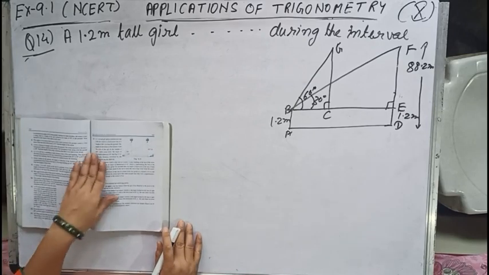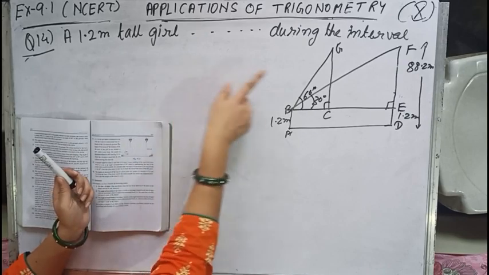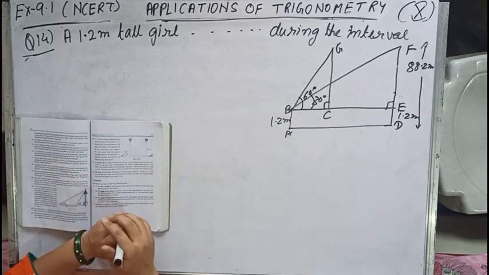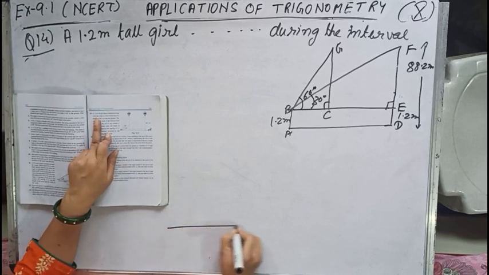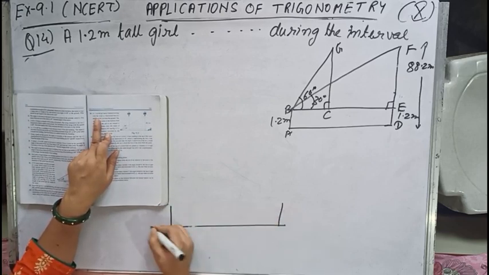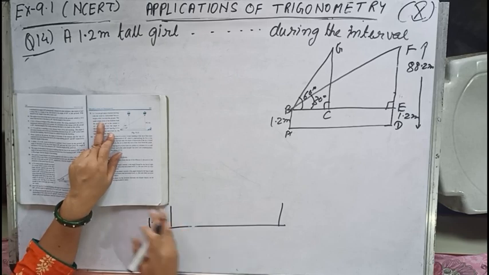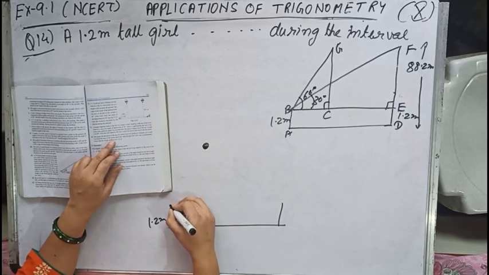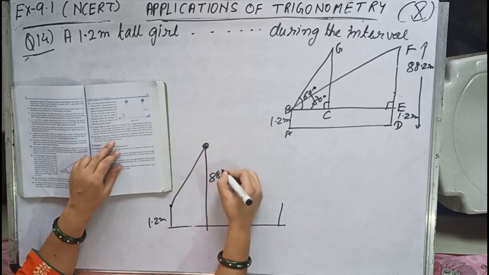Question number 14. A 1.2 meter tall girl. I have written the first and the last part of the question, as well as the figure which is drawn in the question. Now the explanation part, pay attention. A 1.2 meter tall girl, suppose a girl is there whose height is 1.2 meter, spots a balloon moving with the wind in a horizontal line at a height of 88.2 meter from the ground. So suppose the balloon is here. Now this girl is seeing this balloon which is at a height of 88.2 meter.